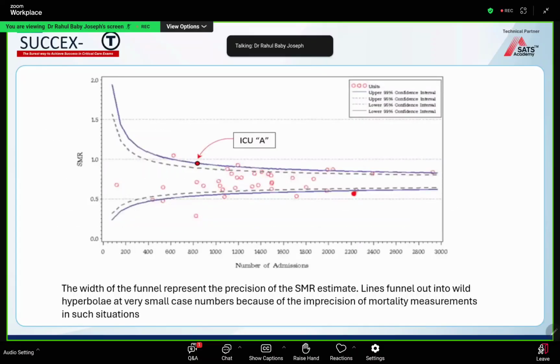When you want to compare different ICUs with SMR, you need to plot it on a graph. The width of the graph represents the precision of the SMR estimate. If you see the initial part of the graph where the number of admissions is very low, you tend to overestimate your SMR, so the width is very high. As it goes narrower and narrower, it becomes more precise. The dotted lines indicate the 95% confidence interval. Anything that lies beyond that is considered higher than expected mortality.